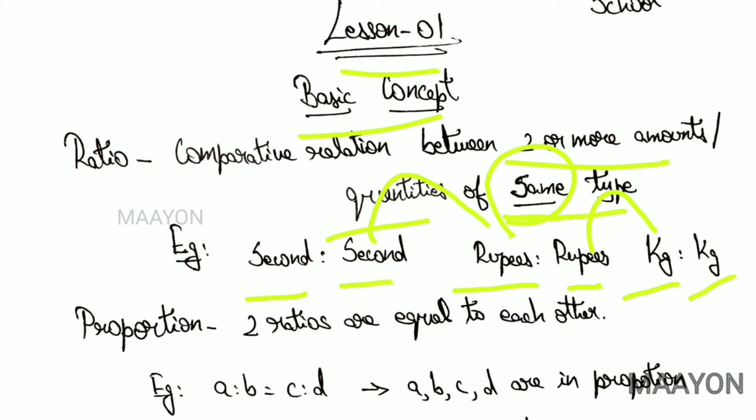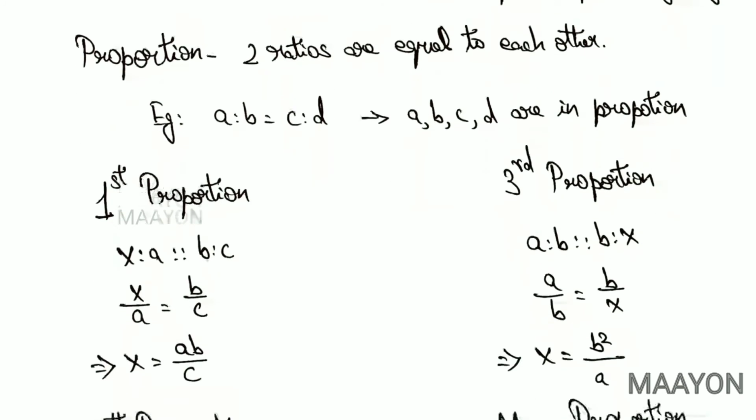Then comes the proportion. Proportion: two ratios are equal to each other. For example, the ratio A is to B should be equal to C is to D. Then only A, B, C, D are in proportion. There are 4 types of proportion. First type is the first proportion. That is, in the ratio X is to A and B is to C, these 4 are in proportion.